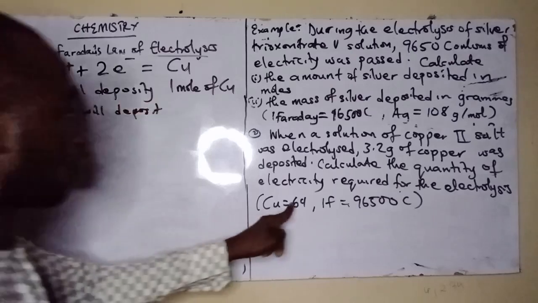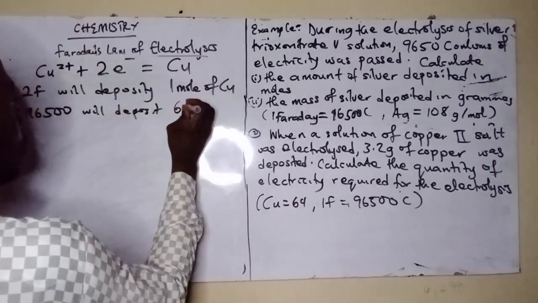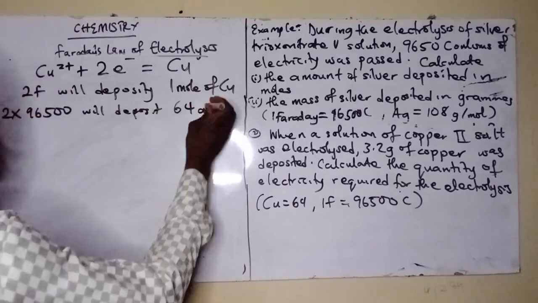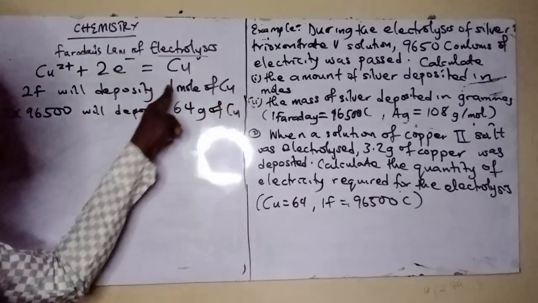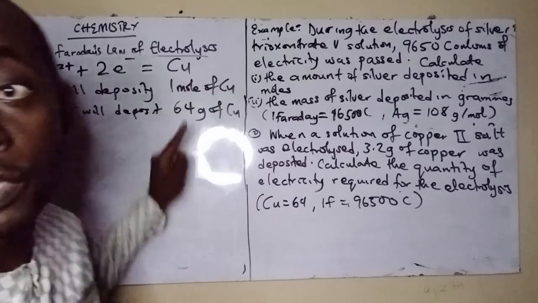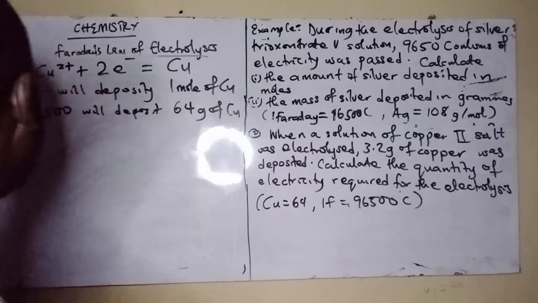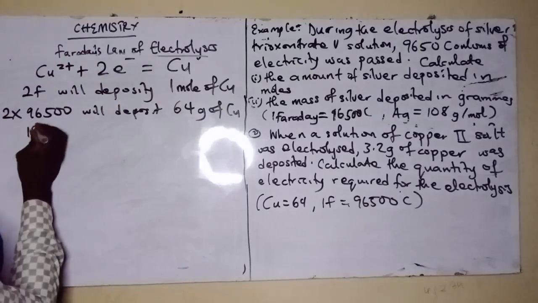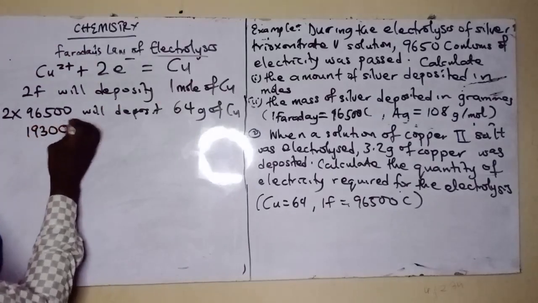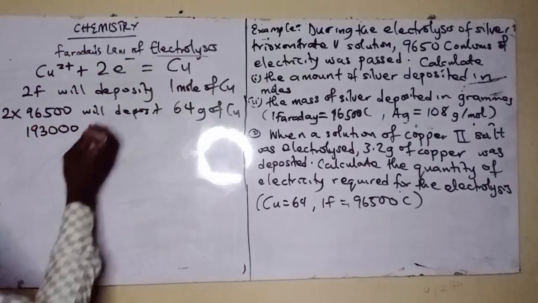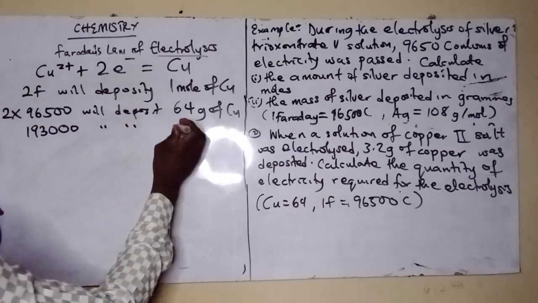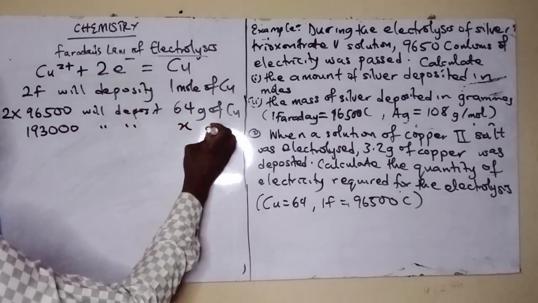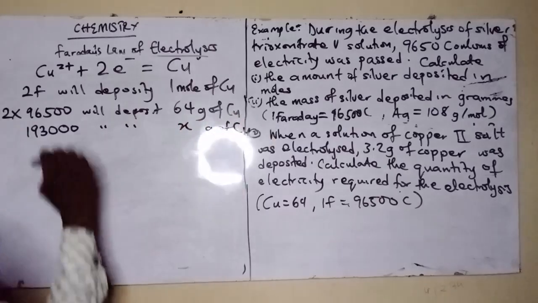What's the mass of copper? The mass of copper for 1 mole is 64 grams of copper. So the mass of 1 mole of copper is equivalent to 64 grams. Now let's quickly do this. This one will now be 193,000, and we deposit, we don't know the mass of copper, so X gram of copper. Now let's quickly do the proportion.